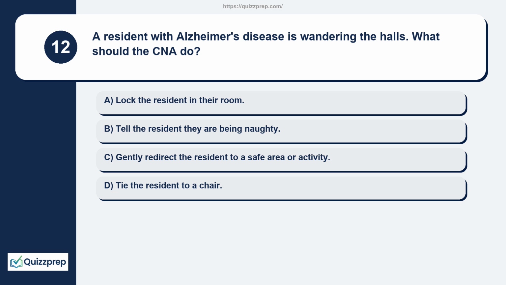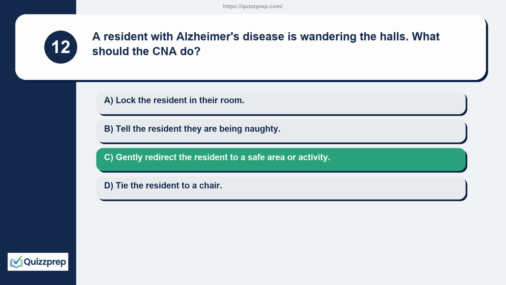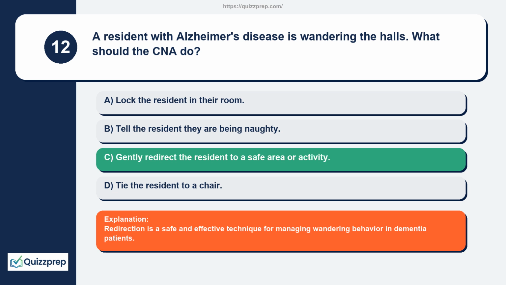Question 12. A resident with Alzheimer's disease is wandering the halls. What should the CNA do? Lock the resident in their room. Tell the resident they are being naughty. Gently redirect the resident to a safe area or activity. Tie the resident to a chair. Redirection is a safe and effective technique for managing wandering behavior in dementia patients.